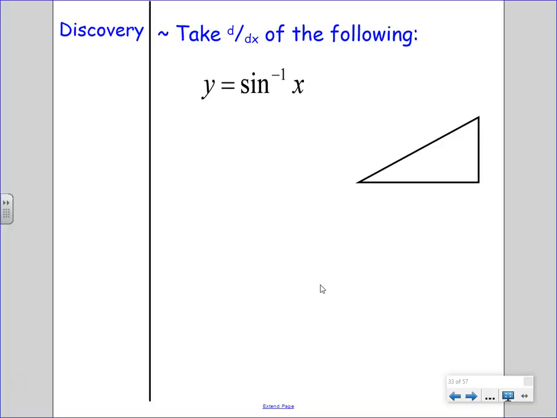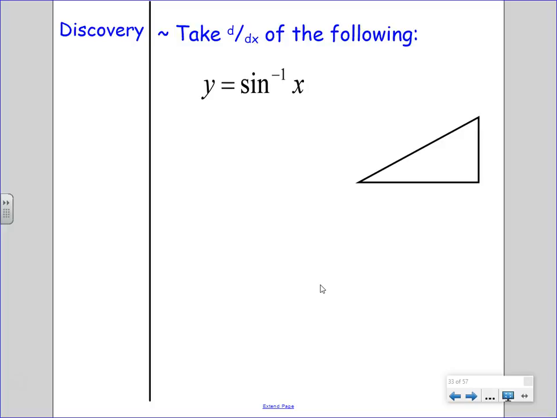Here's the deal. Do you have a rule to take the derivative of y equals sine inverse of x? No, not yet. We have a card for inverse of x. We have a card for sine, but we don't have a card for sine inverse. Obviously, I can't just take the derivative of both sides.